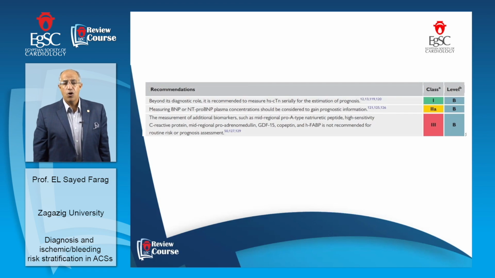An important point here also is that the measurement of additional biomarkers like mid-regional pro-A-type natriuretic peptide, high-sensitivity C-reactive protein, mid-regional pro-adrenomedullin, or copeptin is not recommended for routine risk and prognosis assessment, class 3, level of evidence B.